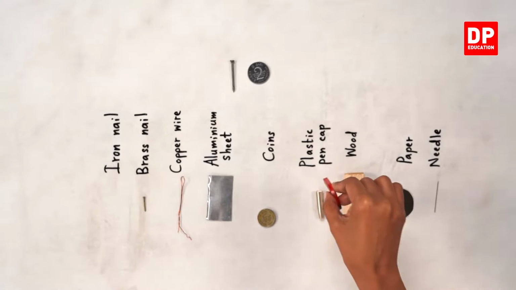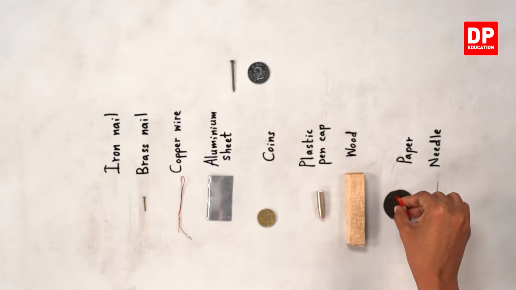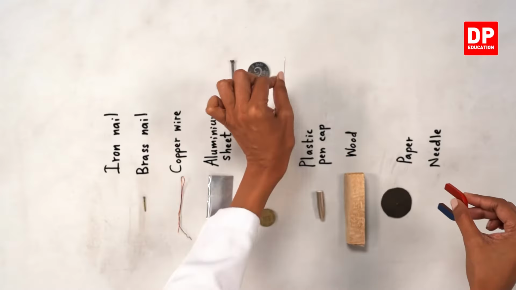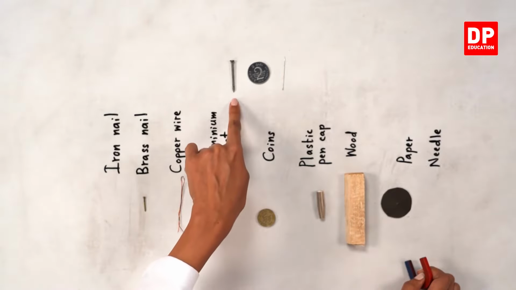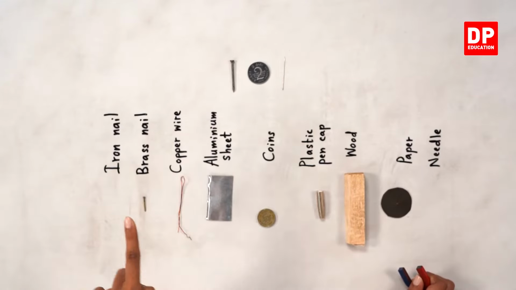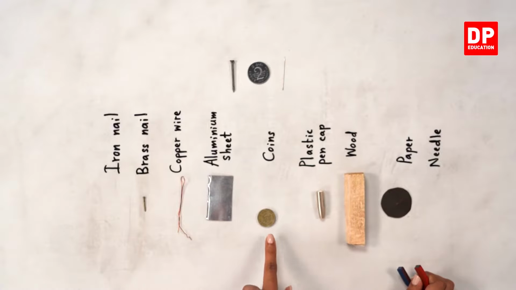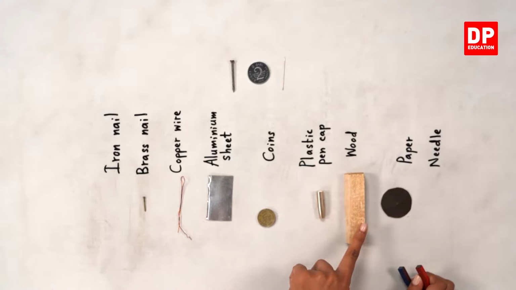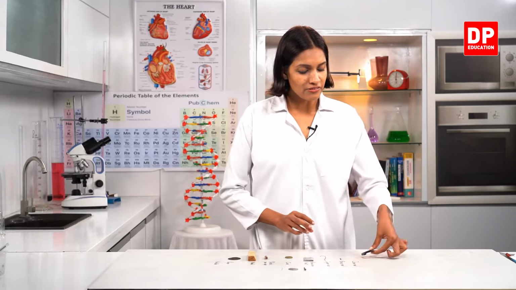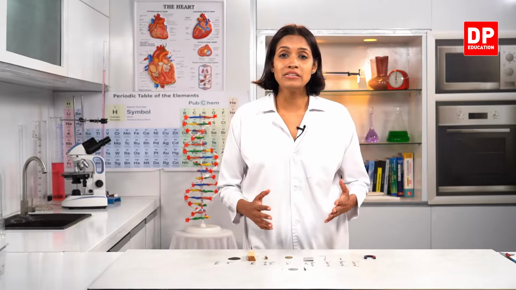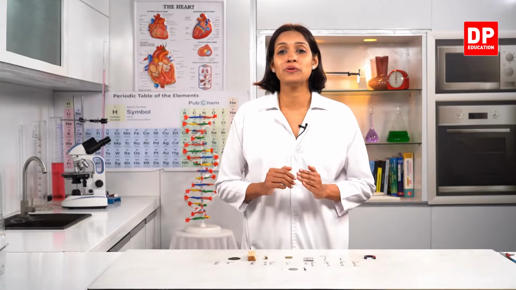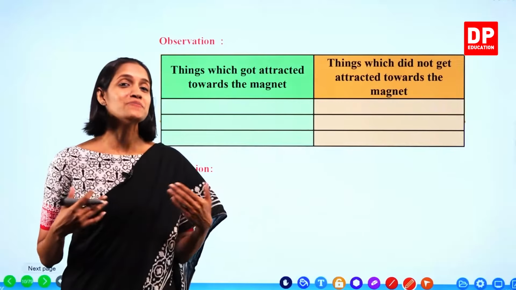Plastic pen cap does not get attracted. Wood or even paper don't attract. And the needle easily gets attracted to the magnet. Right? So the iron nail, 2 rupee coin, and the needle get attracted to the magnet. The brass nail, copper wire, aluminium sheet, 5 rupee coin, the plastic pen cap, the piece of wood and the piece of paper, they all don't get attracted to the magnet. So after doing this activity, it's very clear that there are some materials or some objects, they easily get attracted to the magnets, and some other materials are there, they don't get attracted to the magnet. So the observations were very clear.